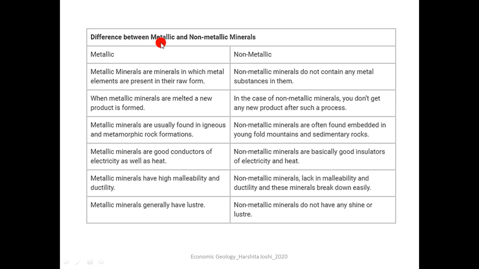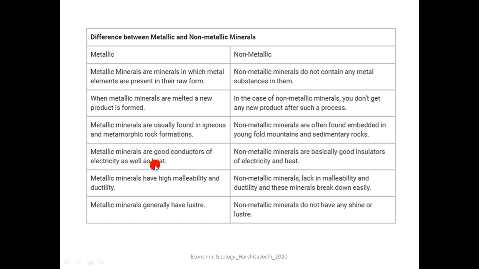If we see the difference between metallic and non-metallic minerals, then metallic minerals are those in which metal elements are present in the raw form, whereas in non-metallic minerals the metal substance is not present. If metallic minerals are melted, a new product is formed, whereas in non-metallic minerals you don't get any new product. Metallic minerals are found in both igneous and metamorphic rock formations, whereas non-metallic minerals are often found in young fold mountains and sedimentary rocks.